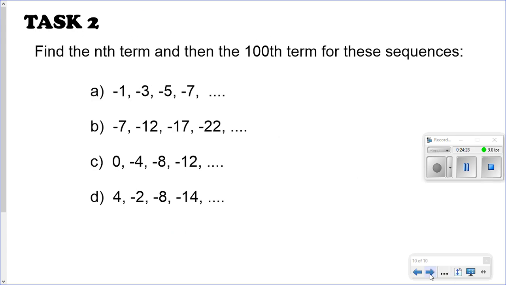Here is your last task for the video. So pause the video and have a little go at finding the nth term and then the 100th term for each of these 4 sequences.